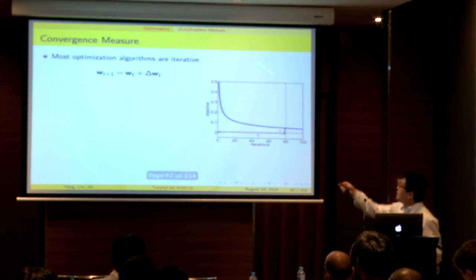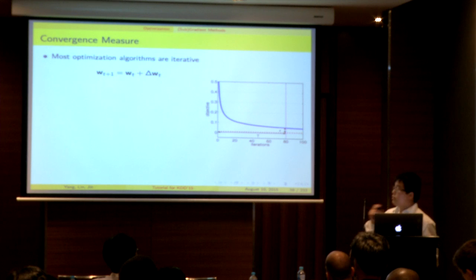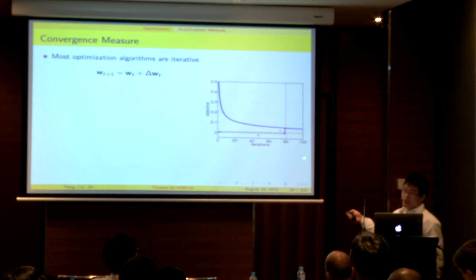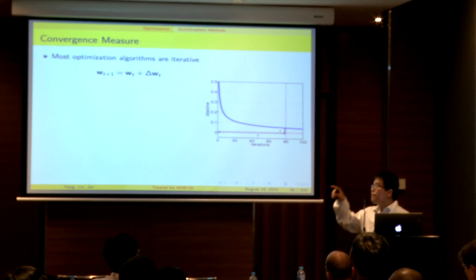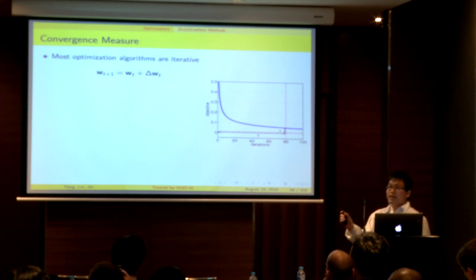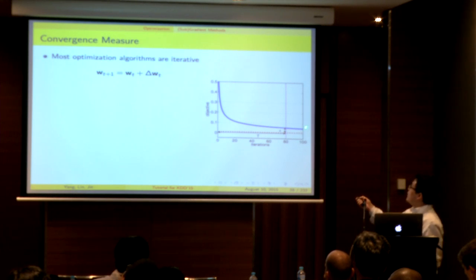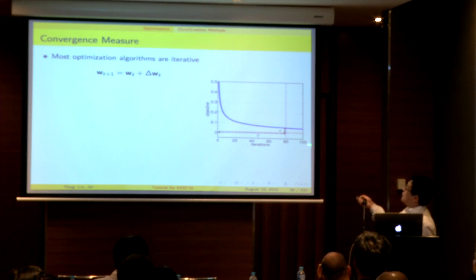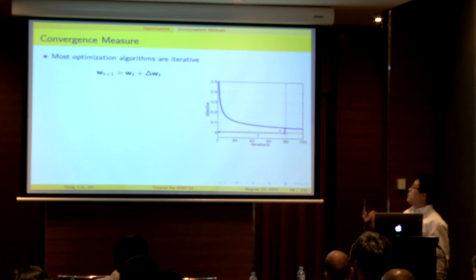So usually, if you look at this picture, that's what you can typically observe when you run the optimization algorithm. The horizontal axis is the number of iterations, and the vertical axis is the objective value, the value of F(W), where W is the current intermediate solution. Usually it decreases nicely. The red line here is the optimal value, the minimum value of F, and the blue curve is the objective value during the algorithm.